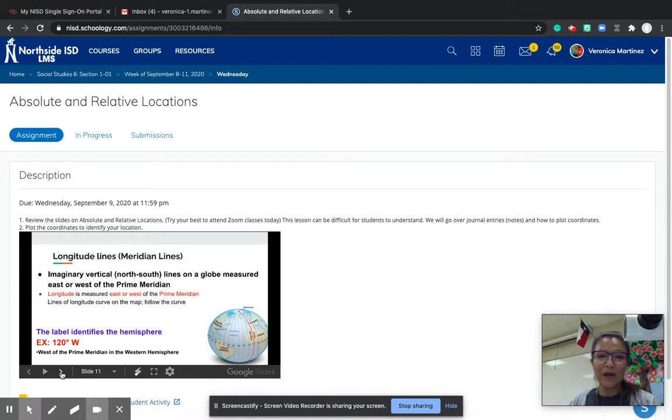Okay, then you have your longitude. We call these meridian lines. Okay, they run up and down, north and south. Longitude, run up and down, north and south. Longitude, flip it. And we'll talk more about that during Zoom.